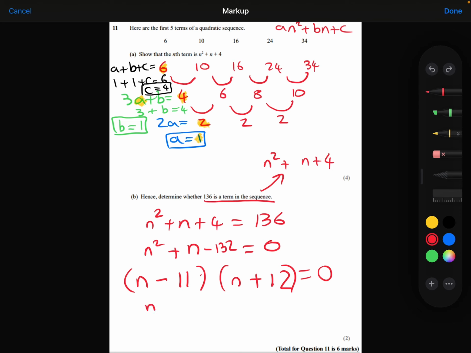So now we can say that either n has to equal 11 or n has to equal minus 12. It doesn't make sense to have a negative number of terms in the sequence, so we're going to neglect that one here. But n equals 11 is a valid solution, and so we can say yes, 136 is the 11th term in the sequence.